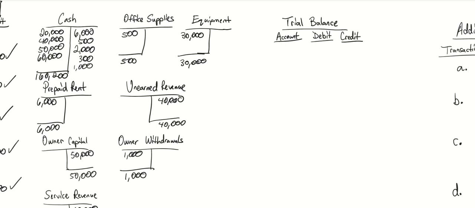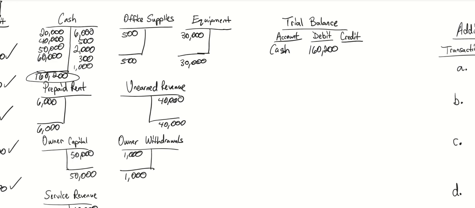The accounts are displayed in order of liquidity, meaning in order of when the asset is converted into cash. So the first account that needs to be displayed is going to be cash, because cash is cash. All right. So we're going to just bring this ending debit balance of $160,200 and insert it into the debit column.